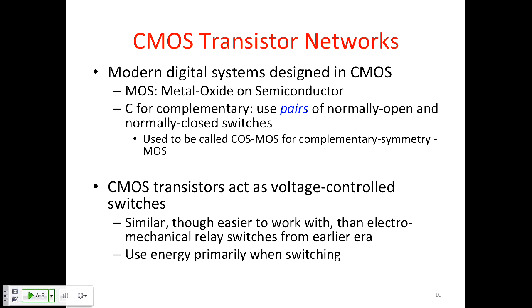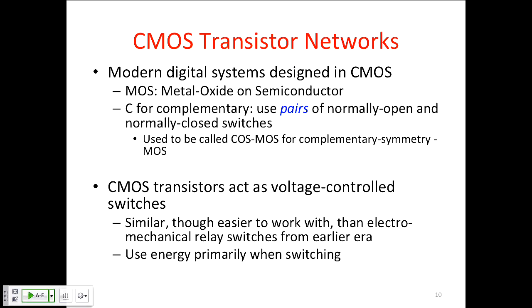MOS is metal oxide semiconductor, and that's actually 3 layers in the construction of the transistor. The control terminal is metal these days, and that's called the gate. It's insulated from the channel by an oxide, and the channel is made from semiconductor. So this kind of sandwich of metal oxide semiconductor is at the heart of a modern transistor. So, complementary metal oxide semiconductor transistors, CMOS. These are the dominant type of logic we use today.